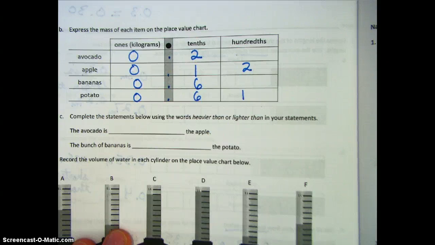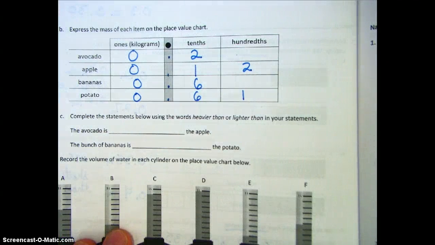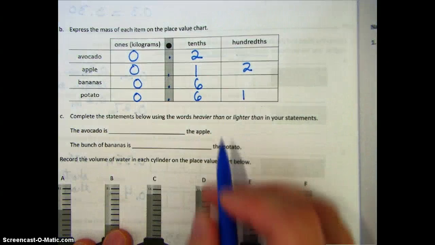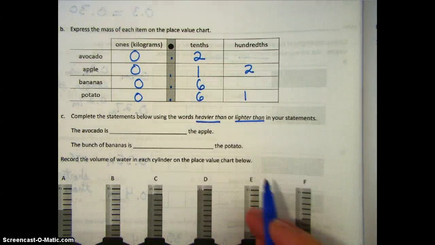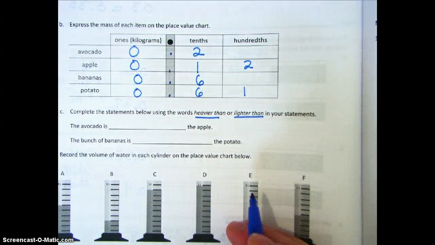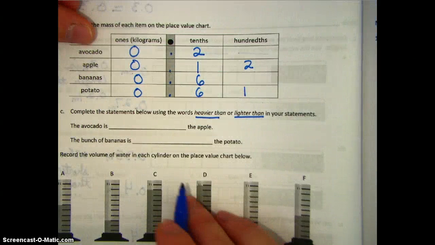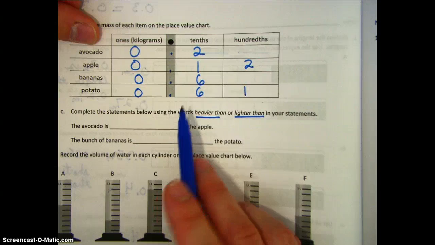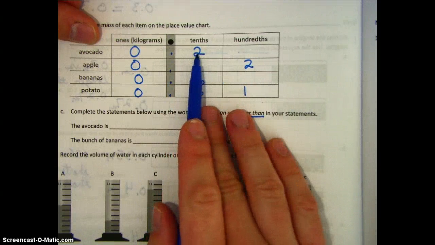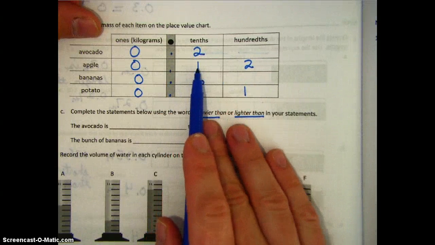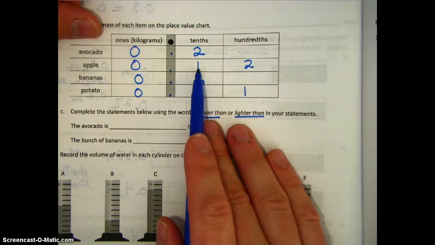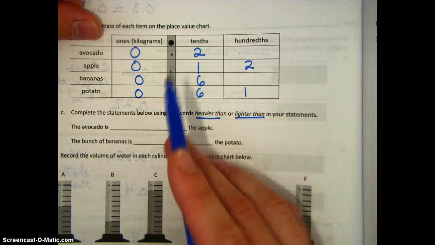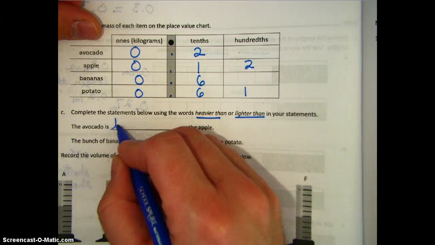Okay. So now what we're going to do is we're going to complete the statements below using the words heavier than or lighter than. So now we have the avocado is blank the apple. So we look over here, we have avocado, again has the 2 in the 10th place, versus the apple, which only has the 1 in the 10th place. So that tells us that the avocado is heavier than.